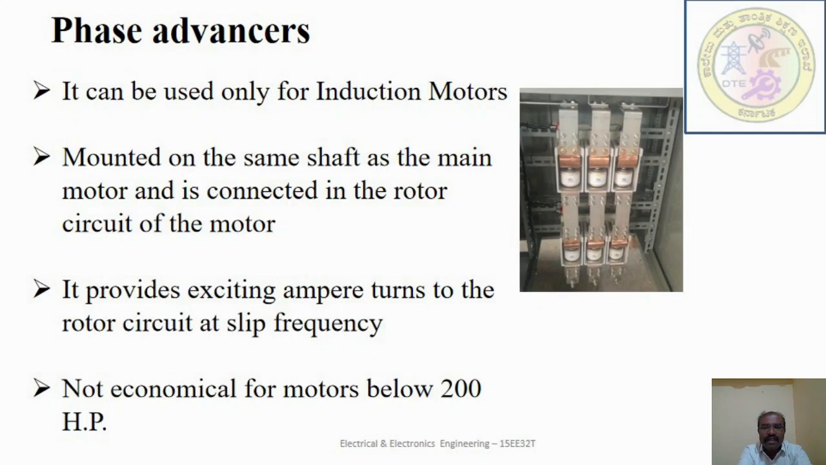The advantage is that the lagging kVAR drawn by the motor is sufficiently reduced by the exciting ampere turns supplied at slip frequency. The phase advancers can be easily used where the synchronous motor is unacceptable. The only disadvantage is that phase advancers are not economical if they are used below 200 HP. That means approximately 150 kilowatt.